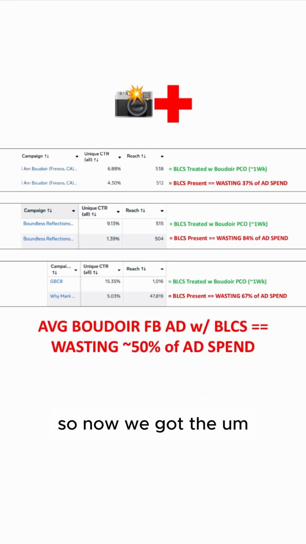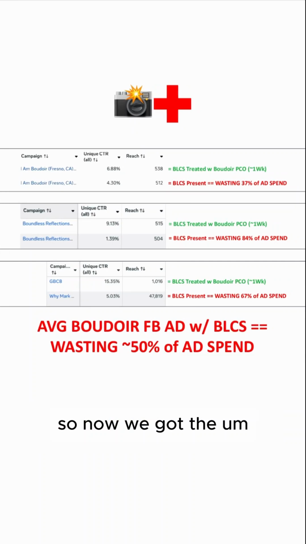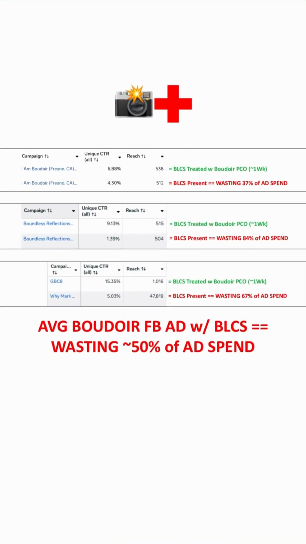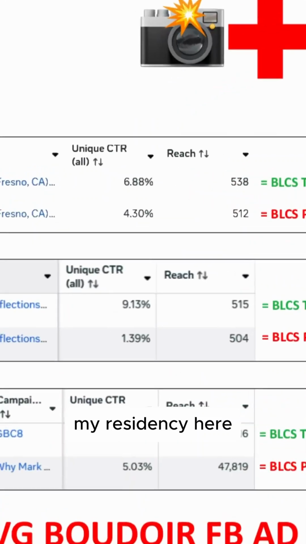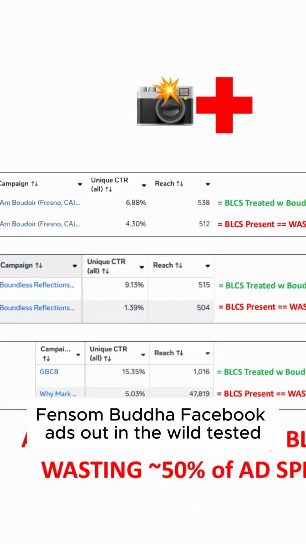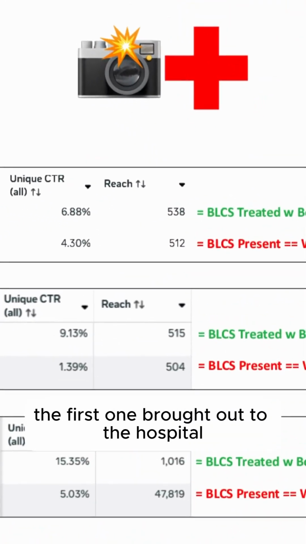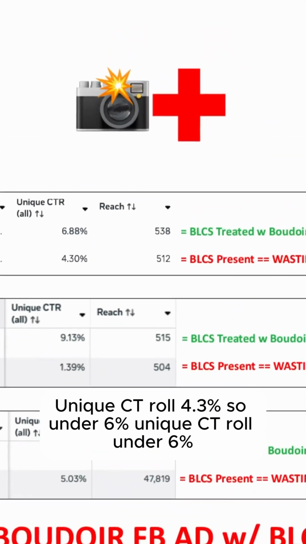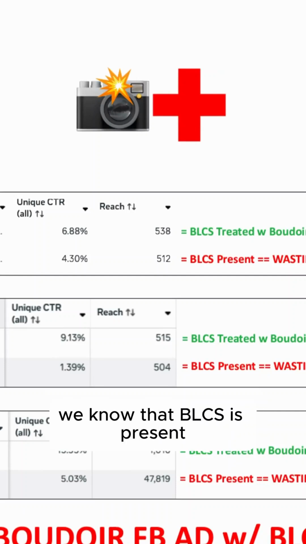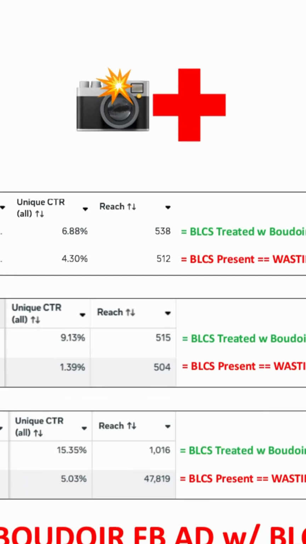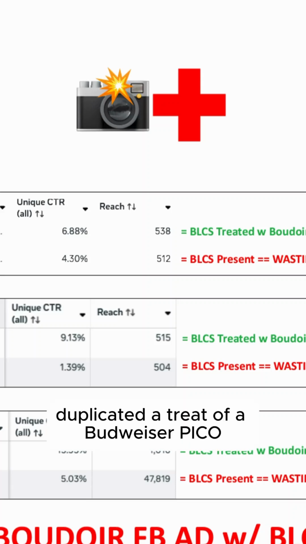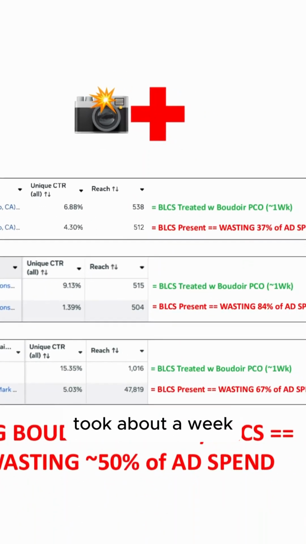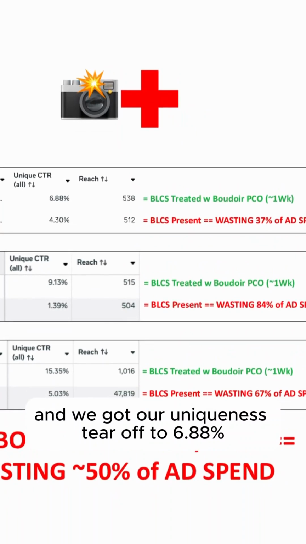So now, in my residency here, I found some boudoir Facebook ads out in the wild. Tested the first one, brought it to the hospital. Unique CTR 4.3%, so under 6%. We know that BLCS is present. Now, we duplicated it, treated with Boudoir Pico. Took about a week, and we got our unique CTR up to 6.88%.